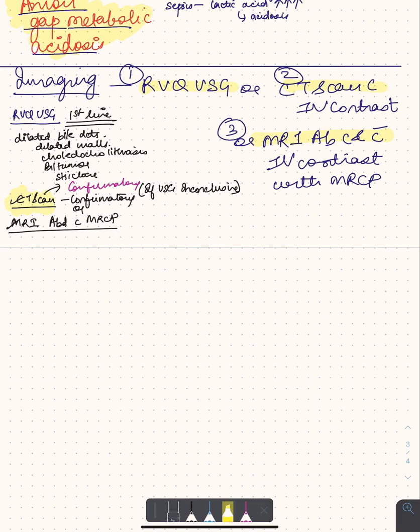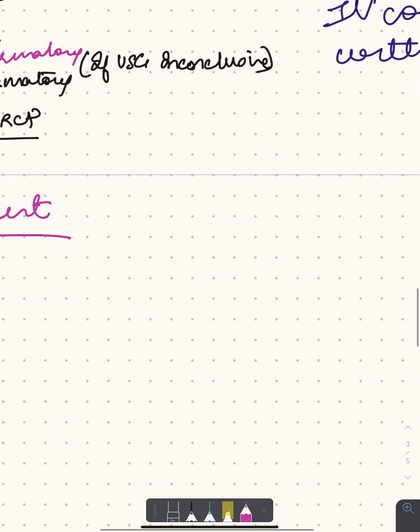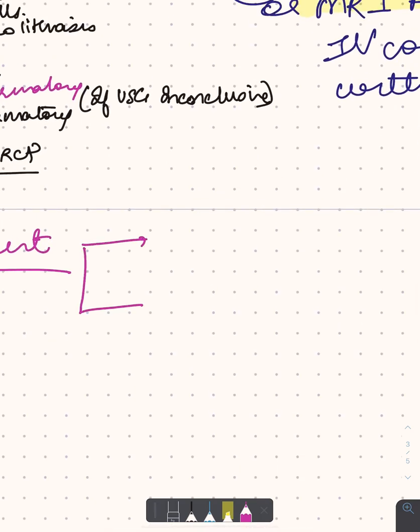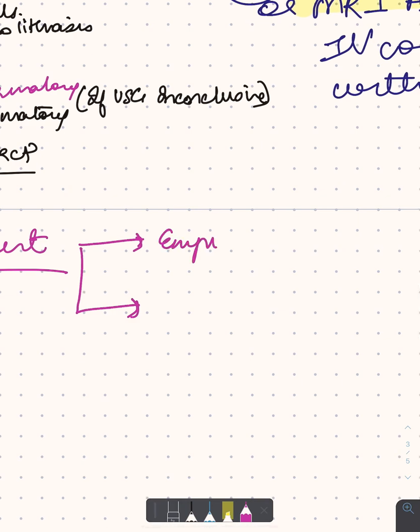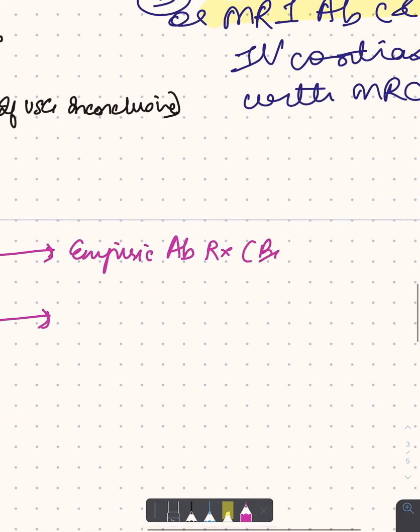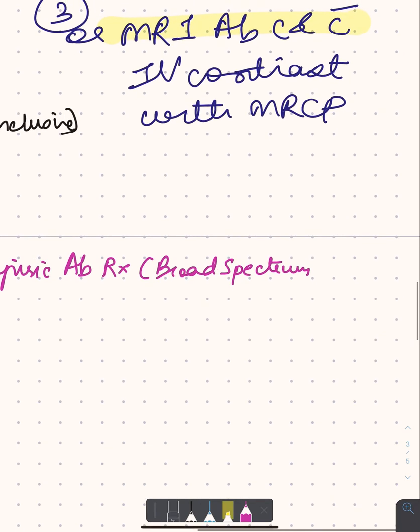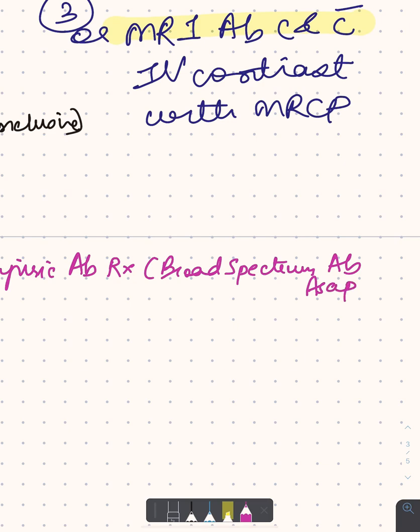Now we come to the most interesting part. Why interesting? Because that's what you'll be doing as a doctor, which is treatment. How do you treat acute cholangitis? Now the treatment has two parts and they both depend on the basis of the severity of the disease. First is empiric antibiotic therapy, in which broad spectrum antibiotics are given and they have to be given ASAP, remember.